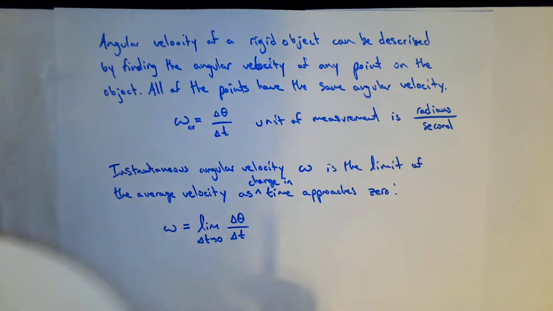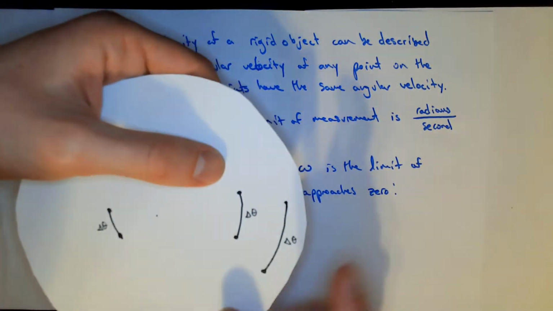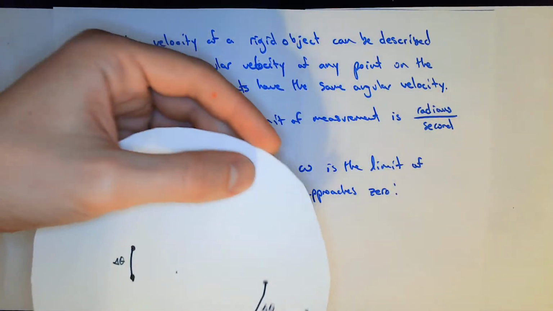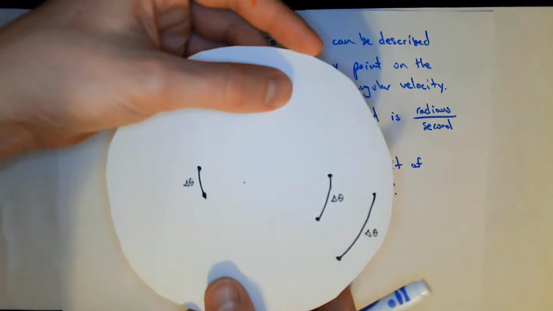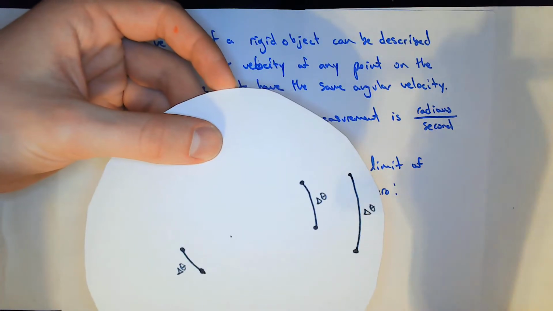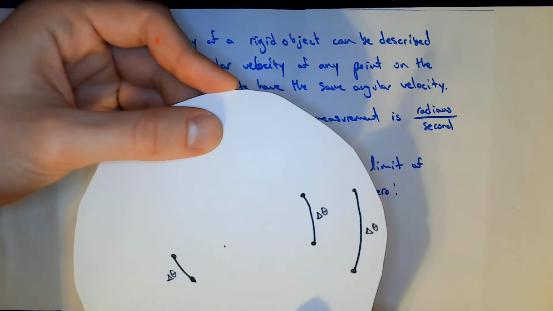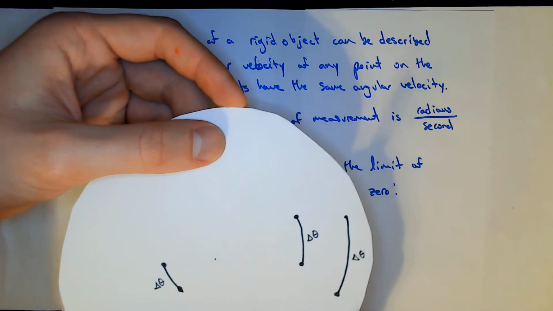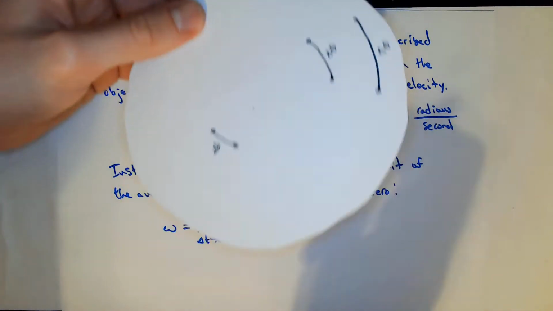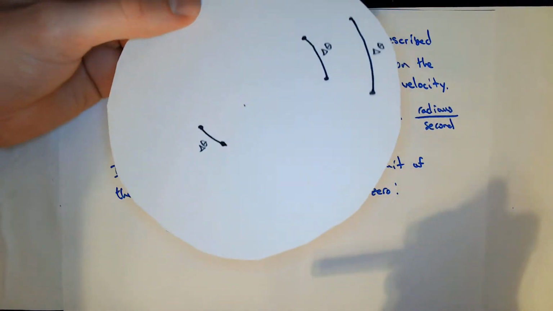So if I was to rotate this object through some angle delta theta like this, and you took a snapshot of it, froze it at some point in the middle, so that delta t is tending to zero, so you're freezing time, then if you were able to measure that velocity, that would be the so-called instantaneous angular velocity.